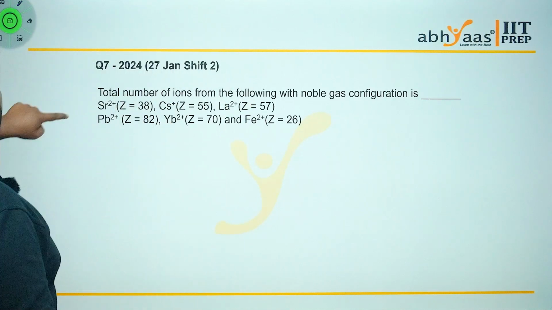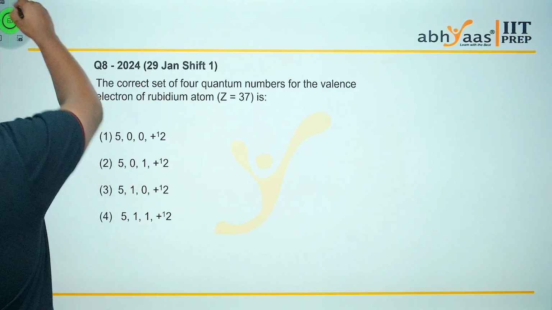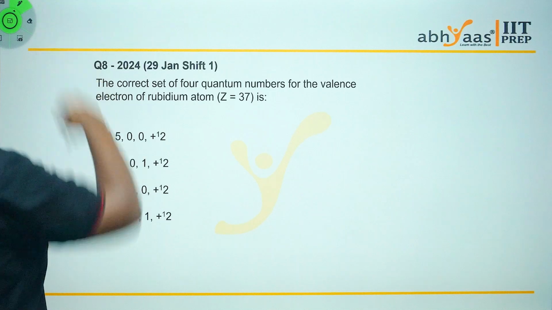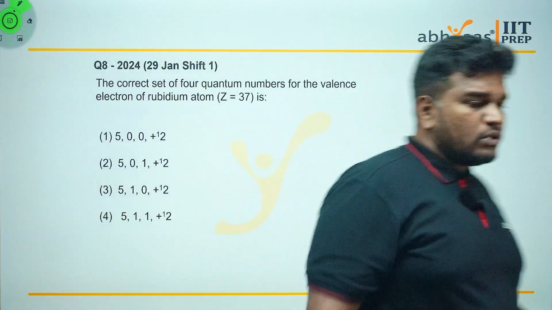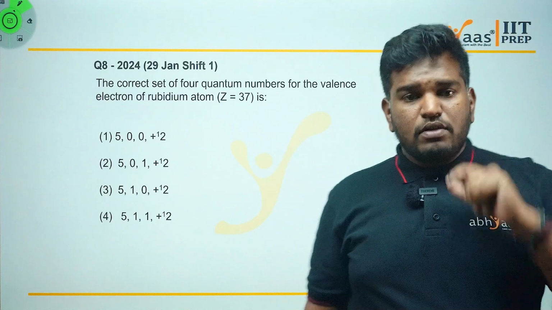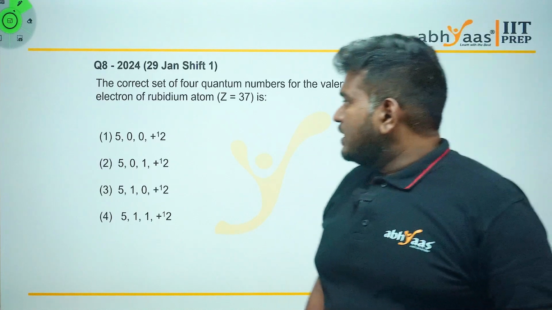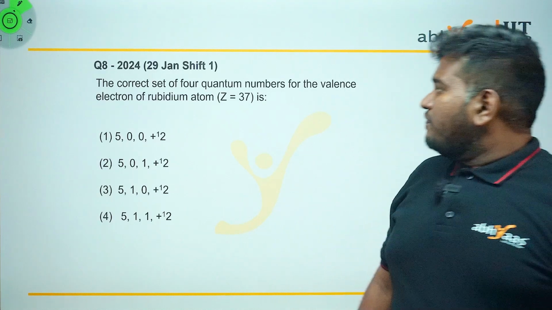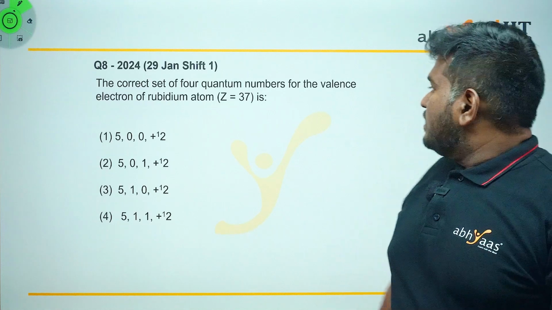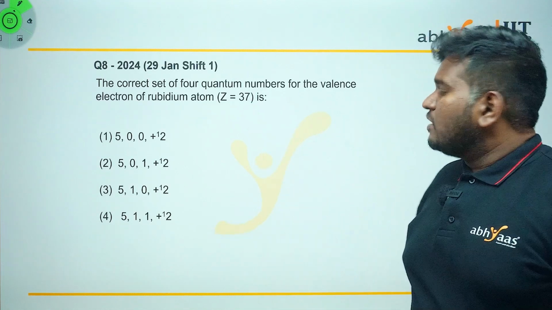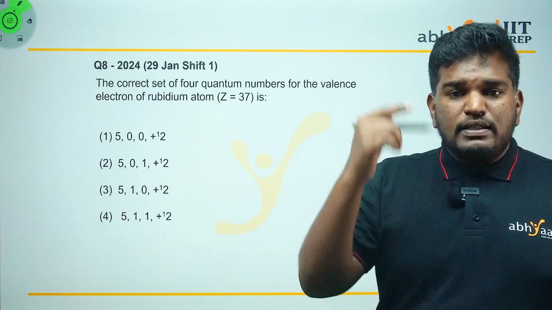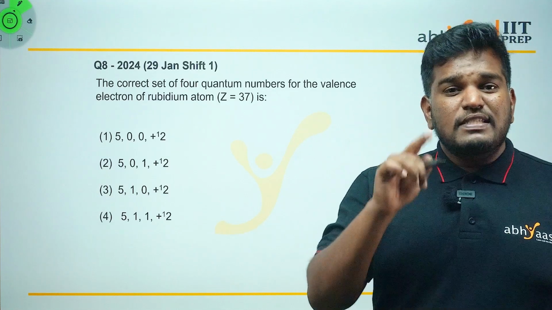Now the 8th question. Here it is related to the quantum numbers. Here also you should be able to write the electronic configuration. They are asking for the correct set of 4 quantum numbers for the valence electron. The valence electron will be the 37th electron in the case of rubidium. So what are the quantum numbers for that 37th electron?